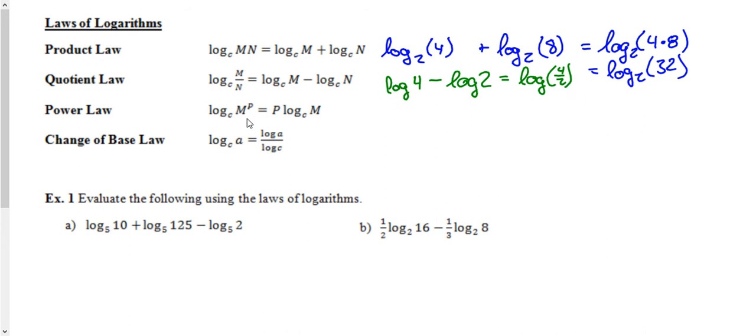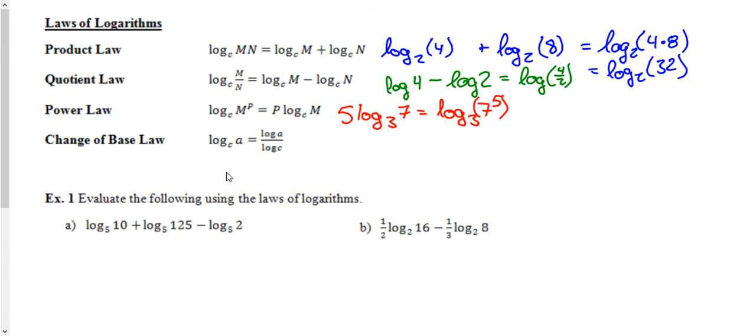Here this is your power law. So this means that if you had a number or a coefficient in front of your logarithmic equation, you can bring it up as your exponent. So the example here could look something like if you had 5 log base 3 of, I don't know, let's go 7 just for sake of different numbers. We can rewrite that as log base 3 of 7 exponent 5, and that should be in brackets there together.